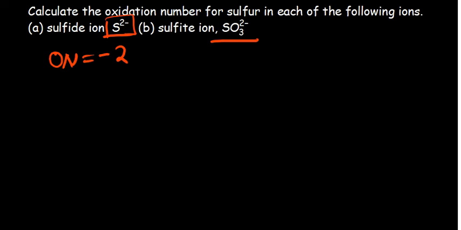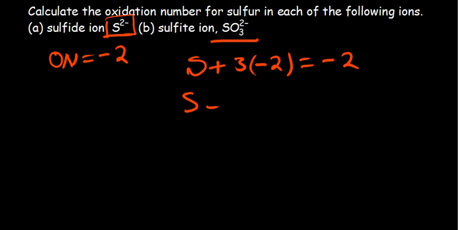So there, S would denote sulfur itself. We've got 3 oxygen atoms, each with an oxidation state of -2. The net charge of the compound is -2. Sulfur is equal to -2. 3 times -2 is -6, which outside becomes +6. So sulfur here has an oxidation number of +4.